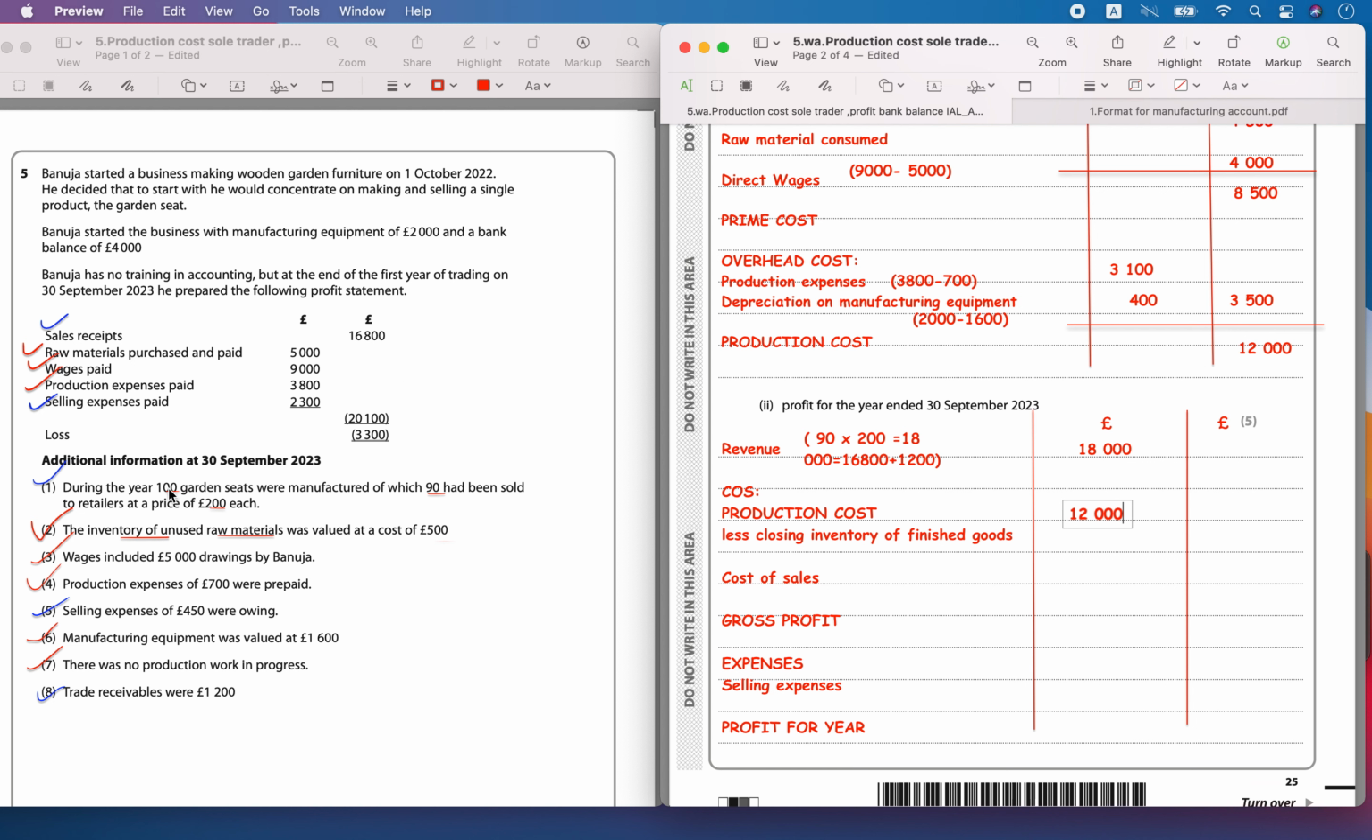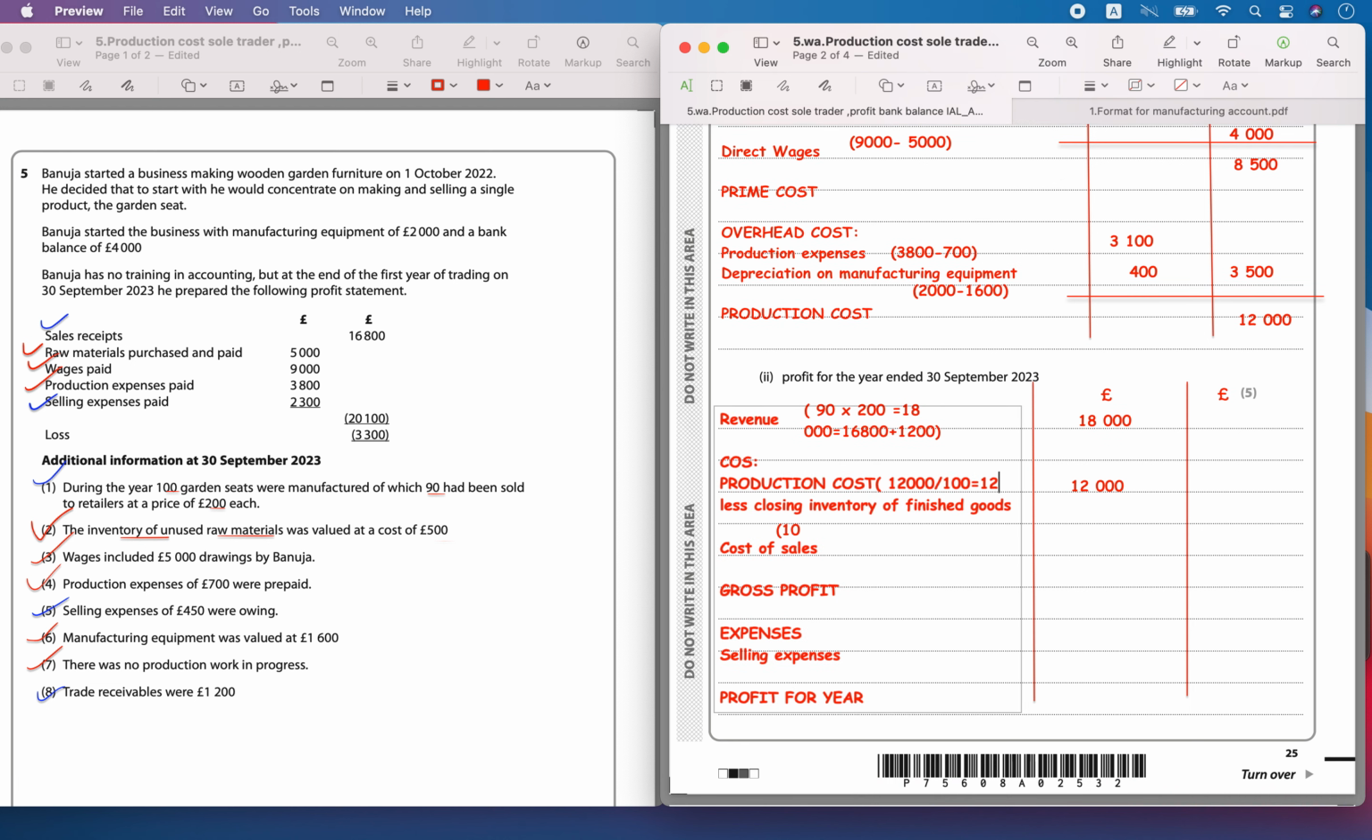We know that 90 were sold, which means 10 must have been left. If I had made 100, my production cost would be 120 per unit, right? So the closing inventory is also valued at the production cost, not at the selling price. So 10 times 120 is the production cost. So that much I will have to subtract. So let's calculate this: less 1,200, 10,800.